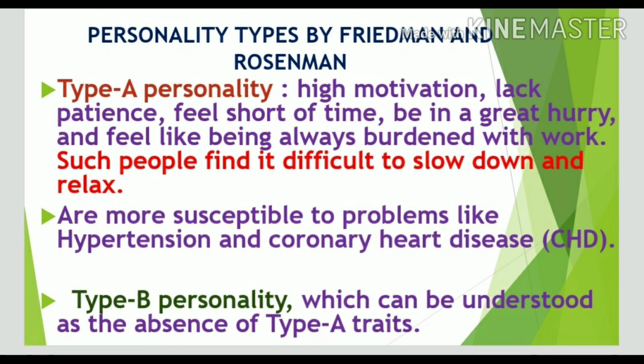In recent years, Friedman and Rosenman have classified individuals into type A and type B personalities. And people characterized by type A personality seem to possess high motivation, but they lack patience, feel short of time, always in a great hurry, and feel like being always burdened with work. That's why such people find it difficult to slow down and relax. And people with type A personality are more susceptible to problems like hypertension and coronary heart disease. Opposite to this is the type B personality, which can be understood as the absence of type A traits. Means people with type B personality, they are more relaxed, cool and calm.